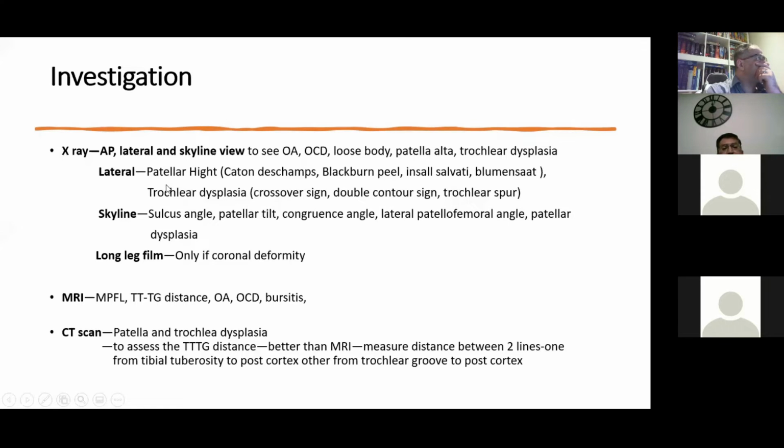In the lateral view, we can judge different factors. One is the patellar height. For that, we should know the Caton-Deschamps ratio, and there are different ratios: Blackburn-Peel, Insall-Salvati, and Blumensaat. There are different criteria to measure the height of the patella, which I will discuss later on.